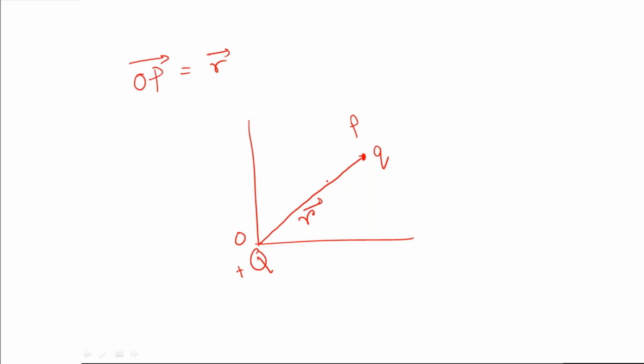And this is a radius vector R. This is the distance between P and this capital Q and small q. Or I can say this is OP. OP is the position vector, which is denoted by R vector. Okay, R vector.